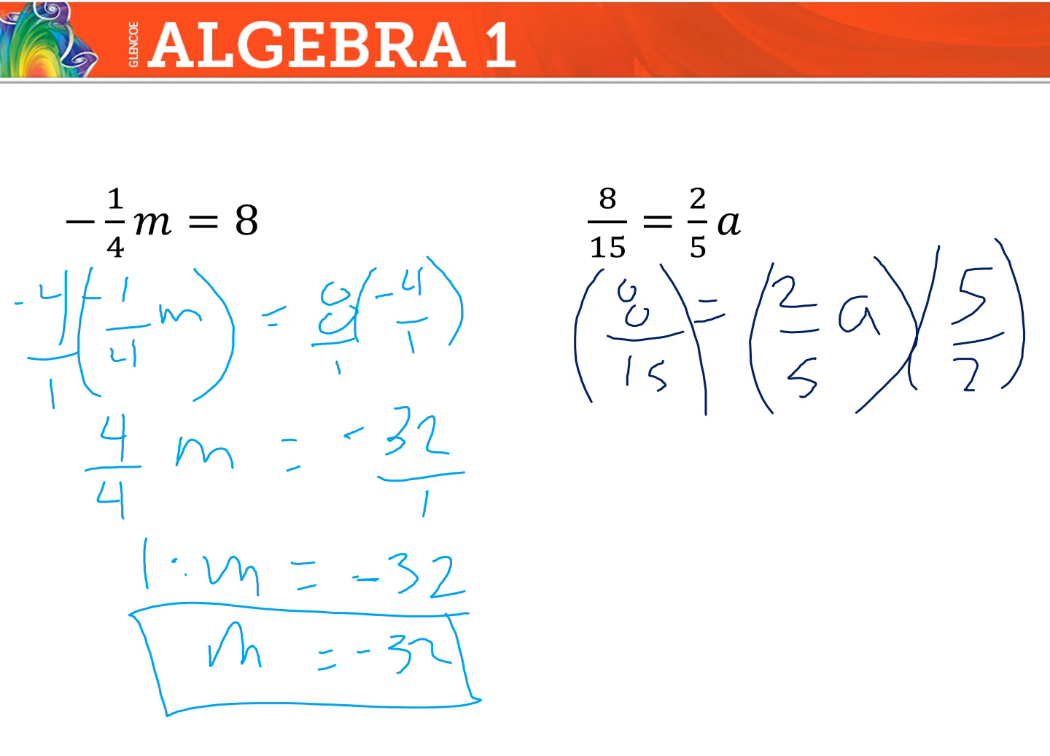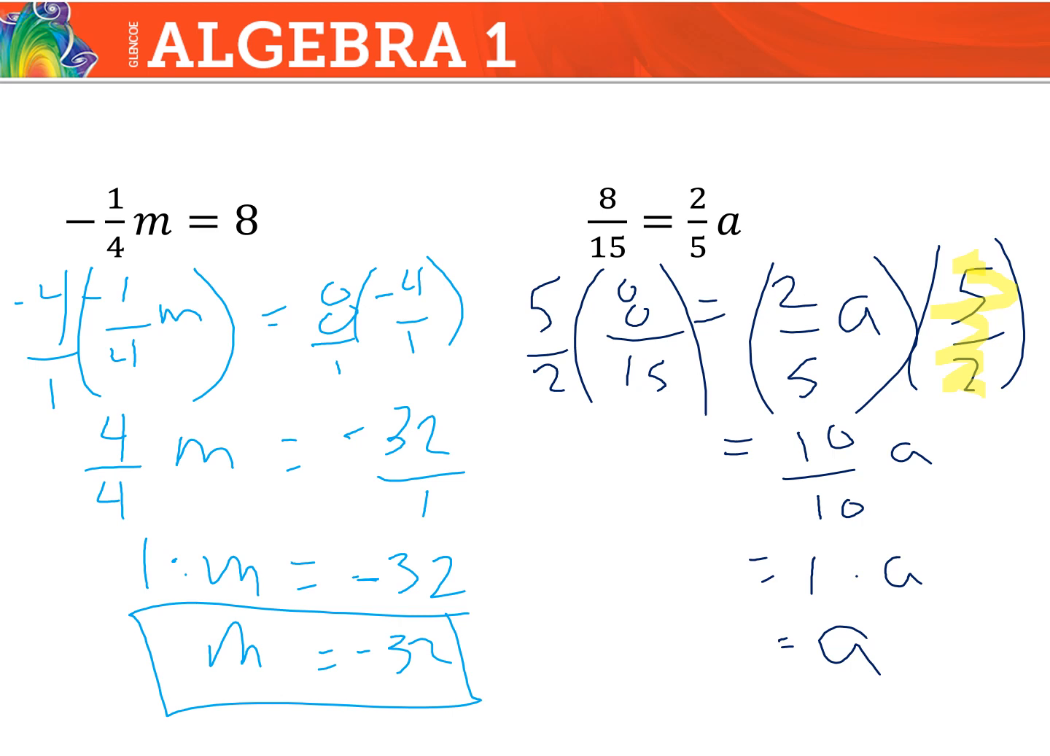Now, the 5 over 2 over here is the new fraction. I need to use the new fraction on the other side, not the one I started with, because I need to multiply the same thing on both sides that's new. So on my left-hand side, 2 times 5 is 10, 5 times 2 is 10, and my a can hang out. And then 10 divided by 10 is 1 times a, and 1 times a is a.